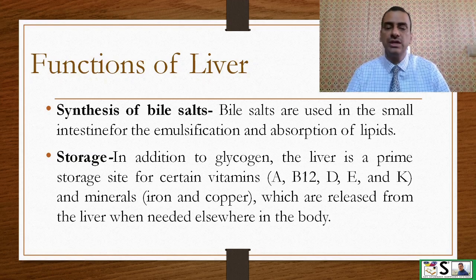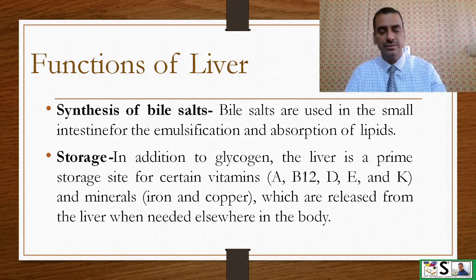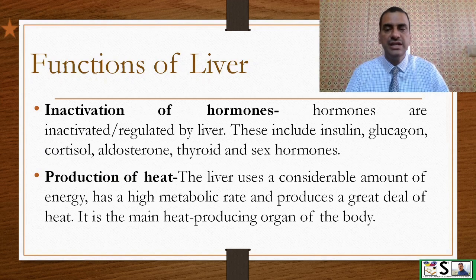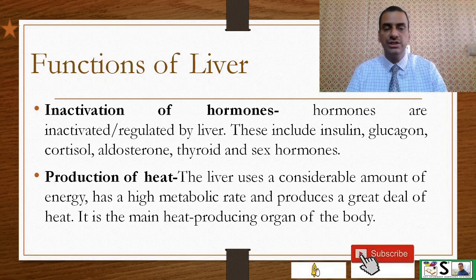Storage. In addition to glycogen, the liver is a prime storage site for certain vitamins like A, B12, D, E, and K, and the minerals iron and copper, which are released from the liver when needed elsewhere in the body. Inactivation of hormones. The hormones are inactivated or regulated by the liver. These include insulin, glucagon, cortisol, aldosterone, thyroid, and sex hormones.